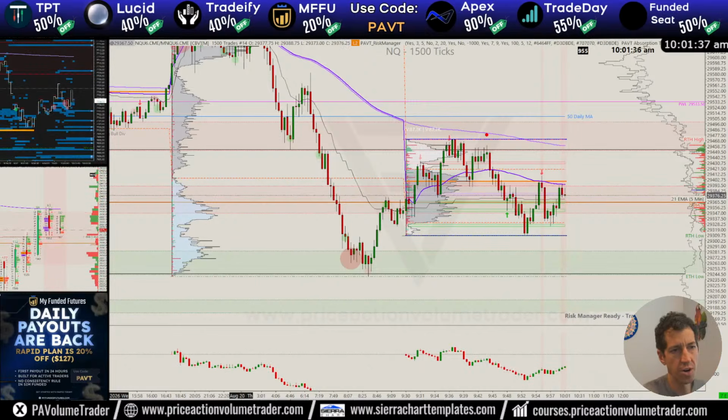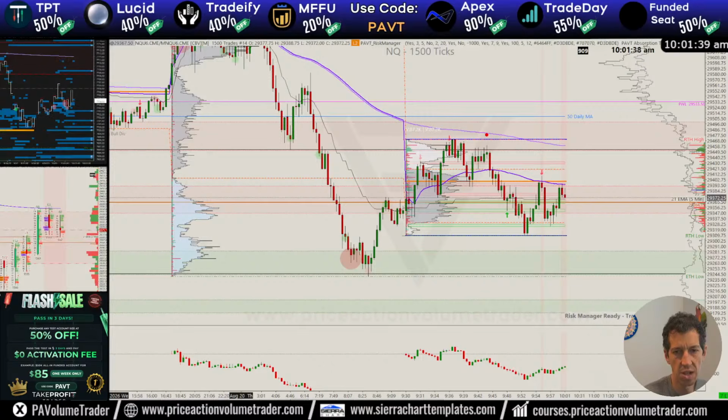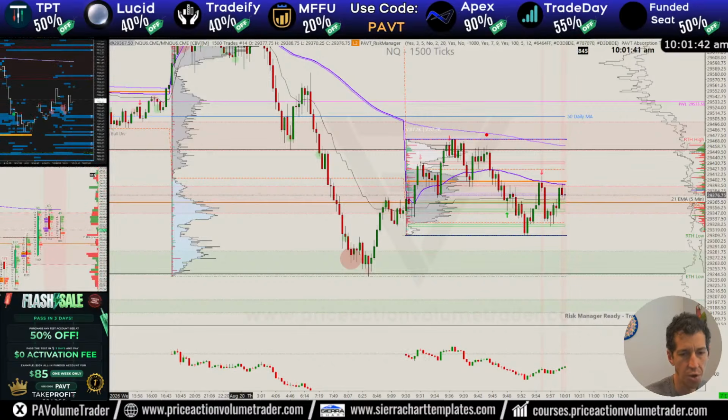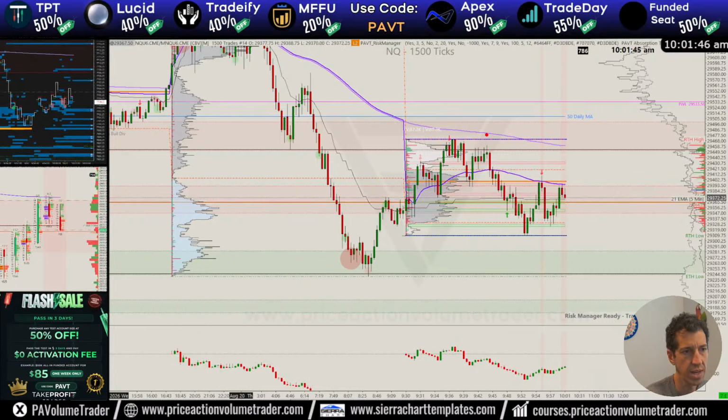But yeah, I've heard from people about the cumulative volume delta indicator and all that. I don't think they're very accurate in TradingView.